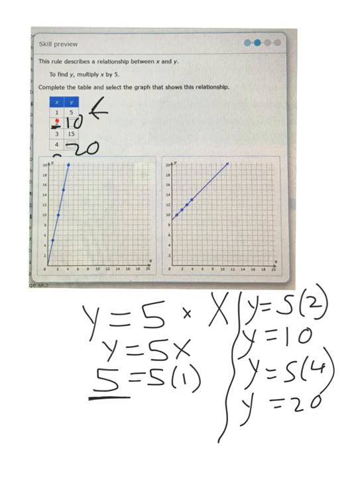Let's double check. When x is 2, y is 10. Yep. When x is 3, y is 15, yes. And when x is 4, y is 20. Perfect. Obviously, this is the correct graph to show this relationship and has this table of values.